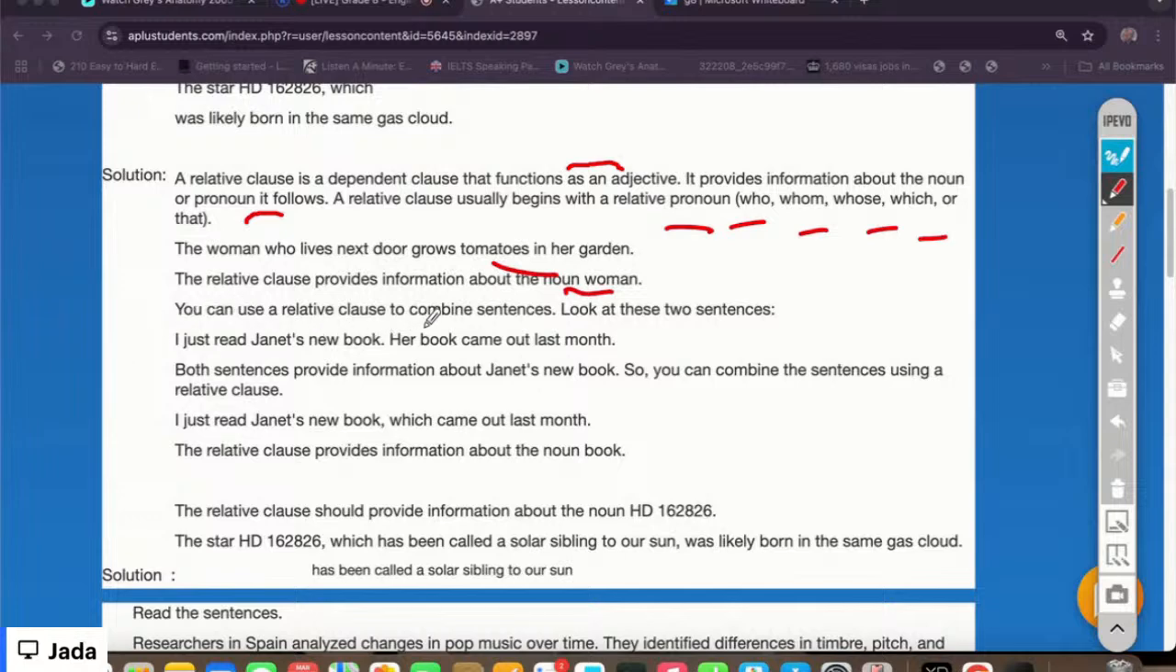You can use a relative clause to combine sentences. Look at these two sentences. I just read Janet's new book. Her book came out last month. Now, both sentences provide information about Janet's new book. So you can combine the sentences using a relative clause. You can say, I just read Janet's new book, which came out last month. So the relative clause provides information about the noun book. So relative clauses are very important because you can join sentences with them. You can combine sentences together with a relative clause. Okay?